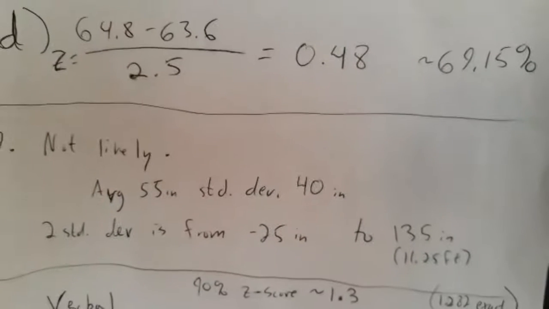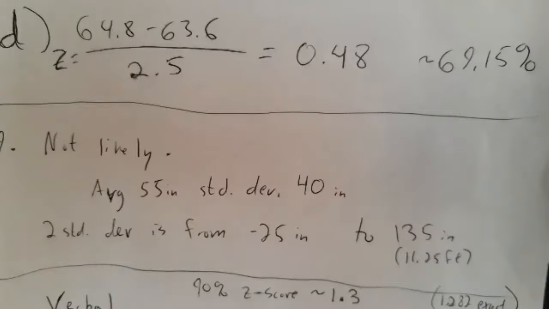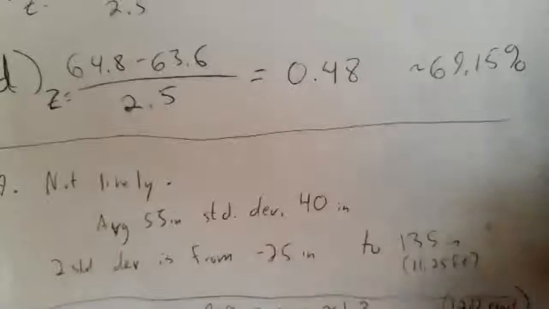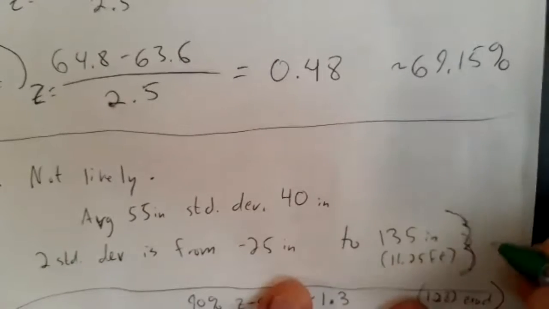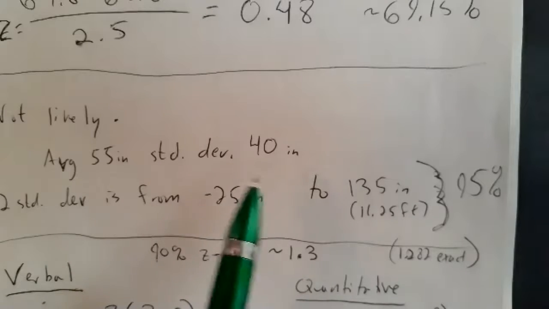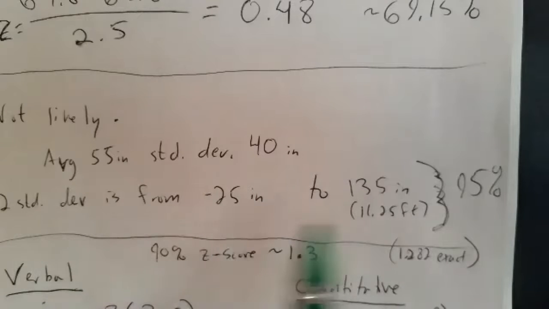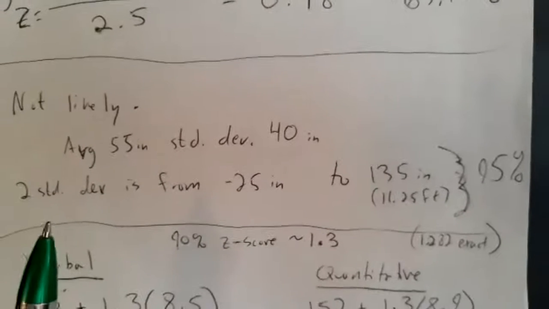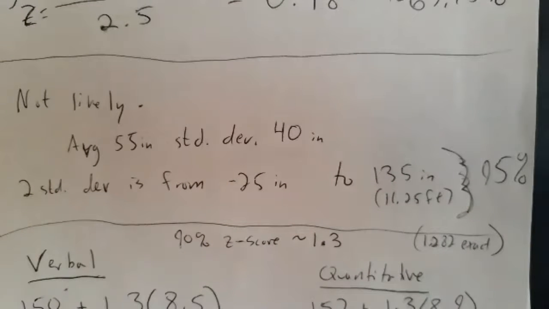Yeah. We're going from -25 inches to 135 inches, just with 2 standard deviations, right? That's supposed to be 95% in there, right? From -25 to 135, that's supposed to be 95%. And so you might notice this is a negative number, so that definitely doesn't make any sense. This is going to be 11 feet. I don't think any of these little kids are going to be 11 feet tall. It doesn't make a whole lot of sense. Not very likely, right? No.